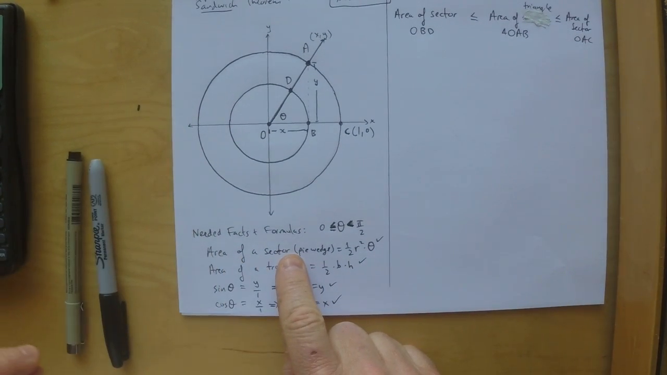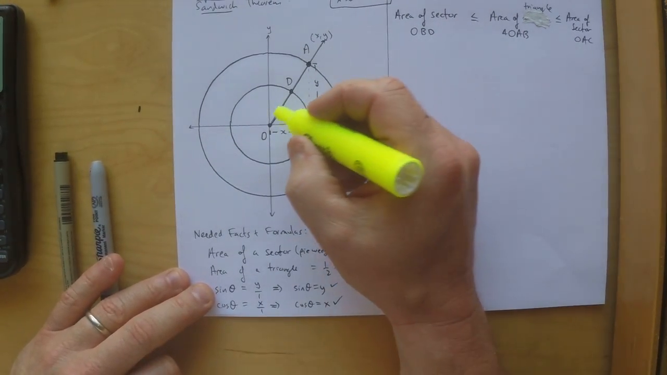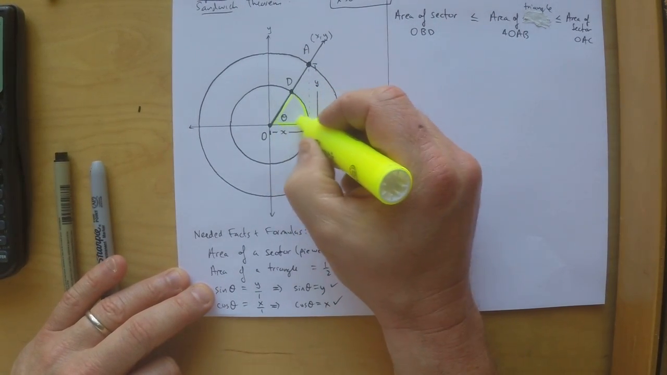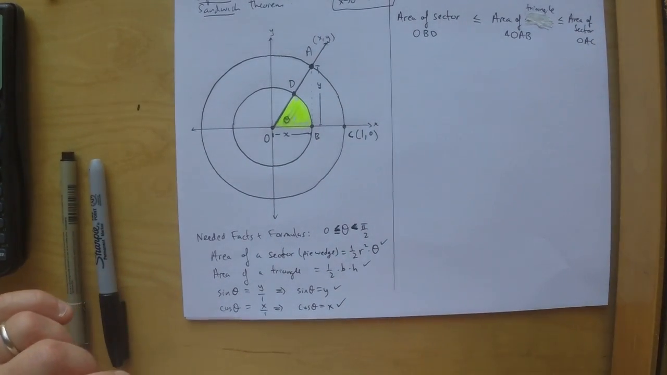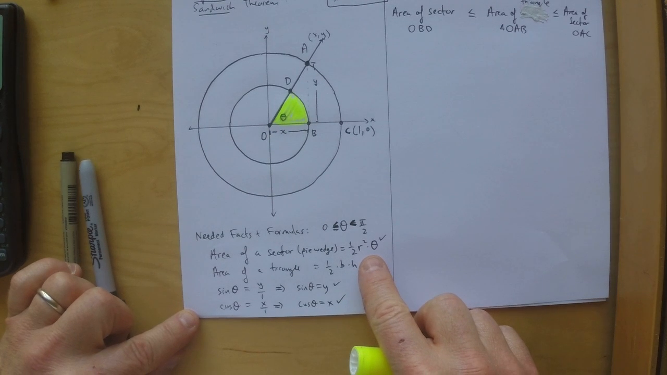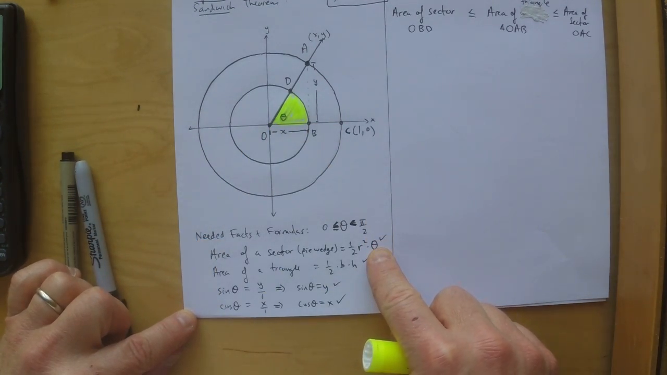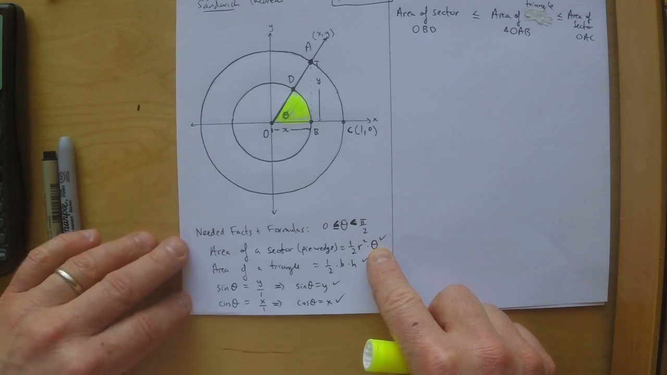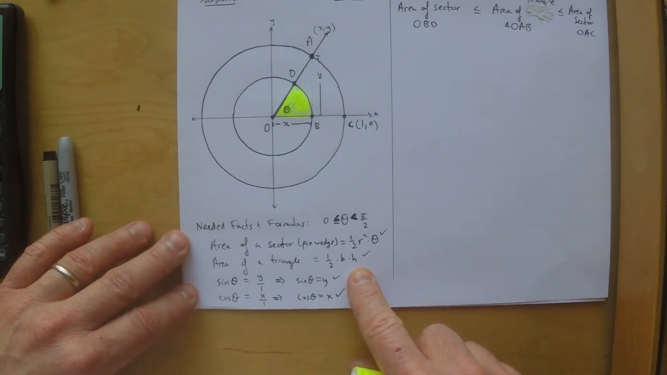Area of a sector. A sector is basically a pie wedge. Here's a pie wedge right there, that would be a sector. And the area of a sector, just so you're aware, which you might not know, is 1/2 the radius squared times theta. You can prove that as well with ratios. I also need the area of a triangle, which, you should know, is 1/2 base times height.